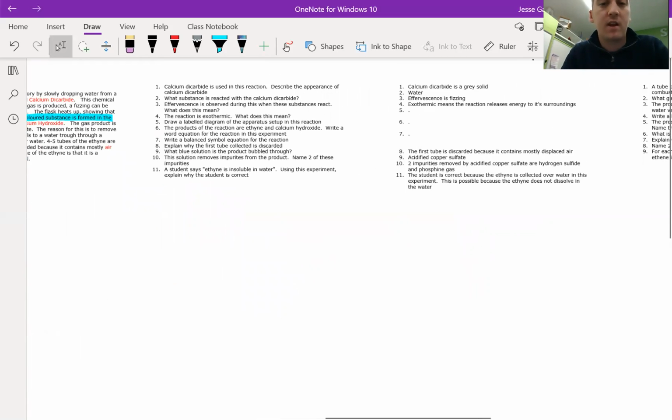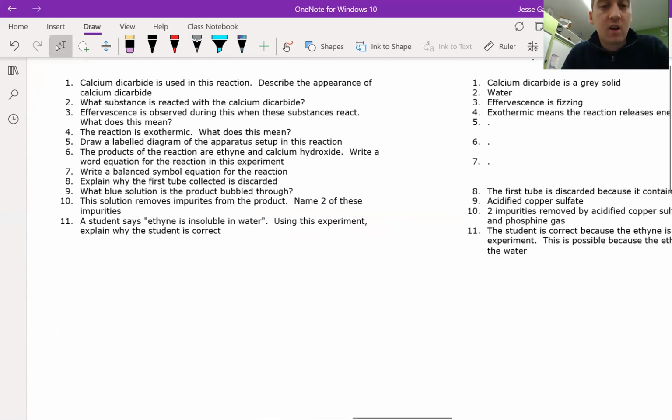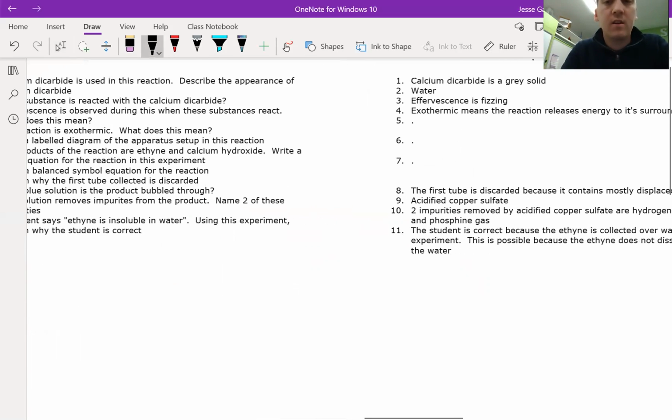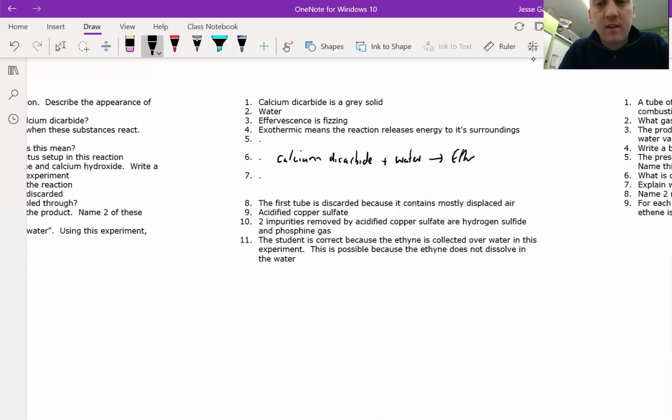Number 6 says the products of this reaction are ethine and calcium hydroxide. Write a word equation for this experiment. Okay, so let's think about it. We've got calcium dicarbide, and we're reacting it with water. So those are our reactants. I've given you the products. The products are ethine and calcium hydroxide. So ethine plus calcium hydroxide. All right, well done if you got that right.